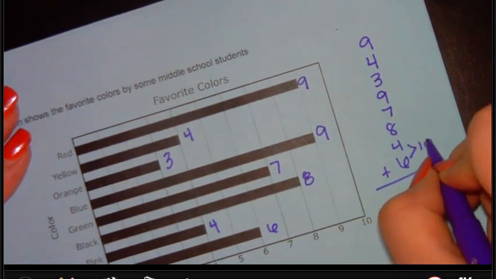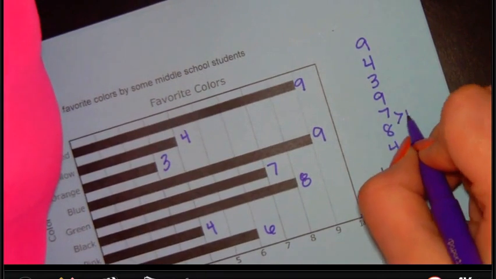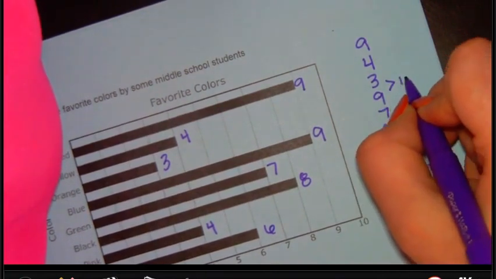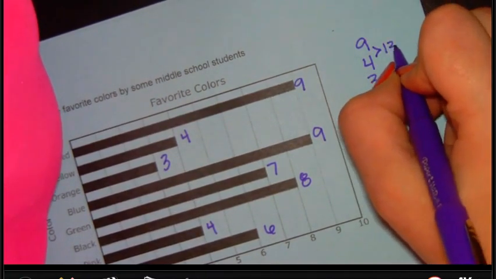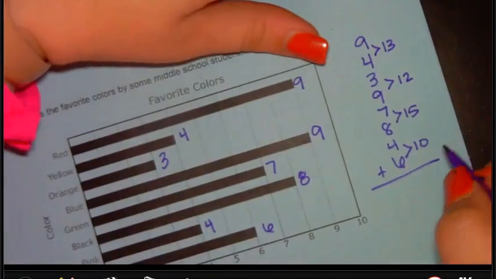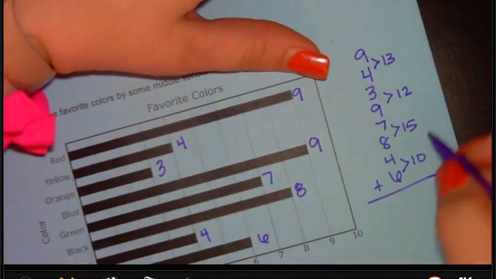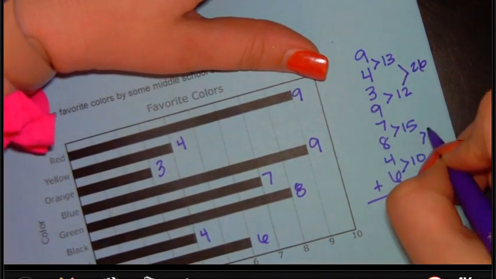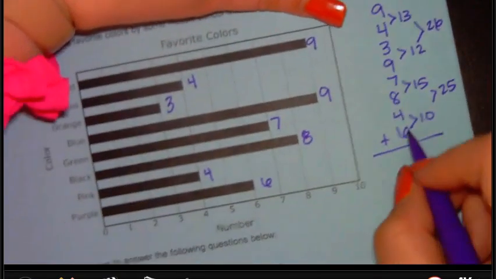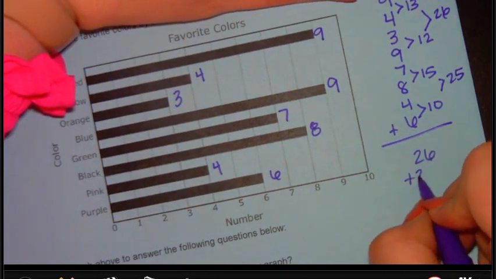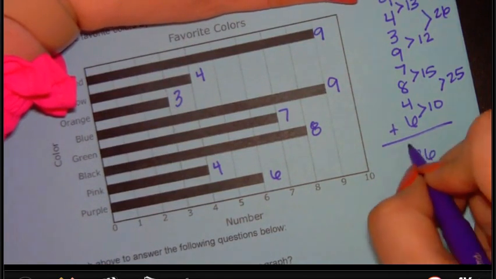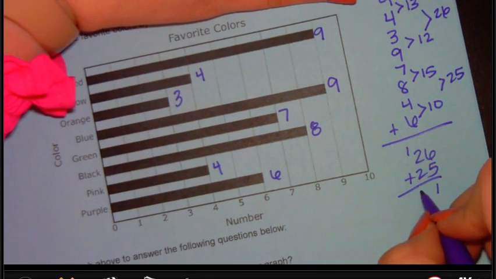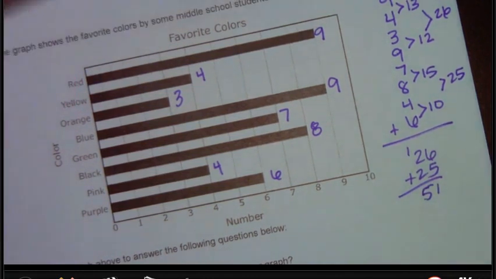I typically try to add two numbers together as I go. 12, and this should be 13. I start grouping my numbers together and add two at a time, which makes it a lot easier. 26, 25, and then I get down to 26 plus 25. 5 and 6 is 11. 2 and 2 is 4, plus 1 more is 5, so it gives me 51.